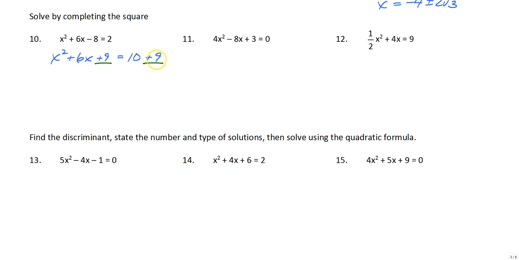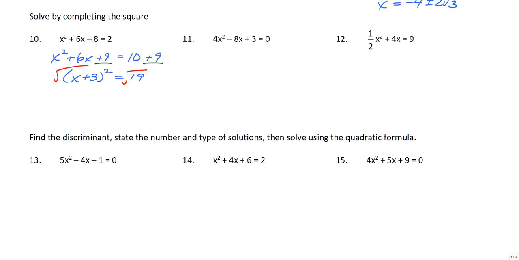And we're going to add that to both sides, just like we did in the last video with writing in vertex form. However, this part's going to be the same as well. X plus 3 squared is equal to 19. But instead of moving things back to the other side and putting a y equals in front of it and calling it done, now we're solving.